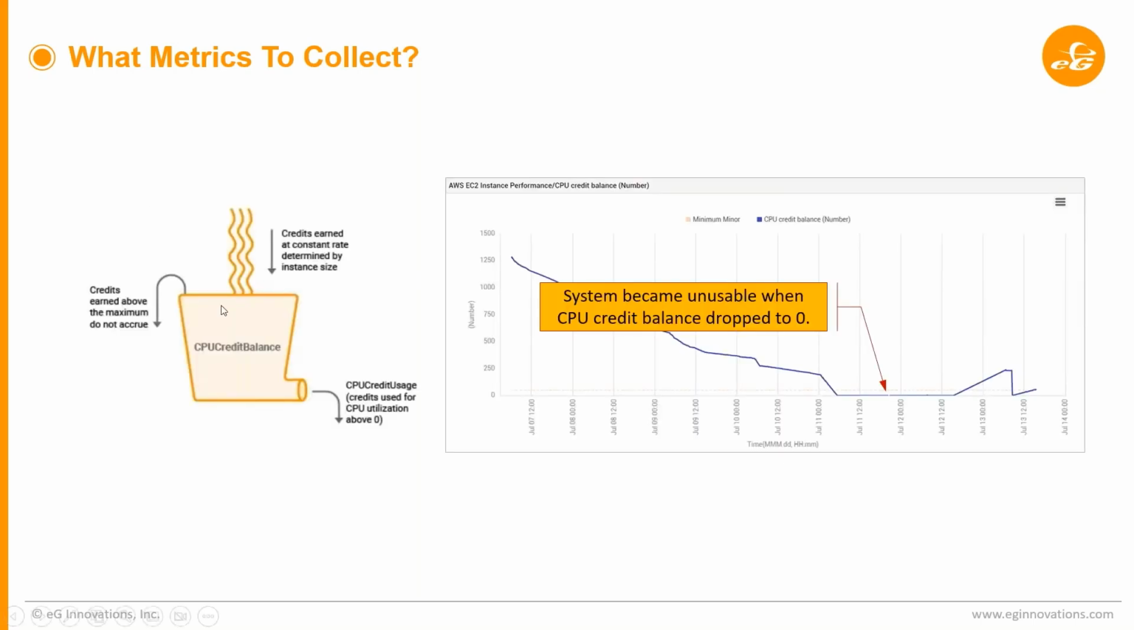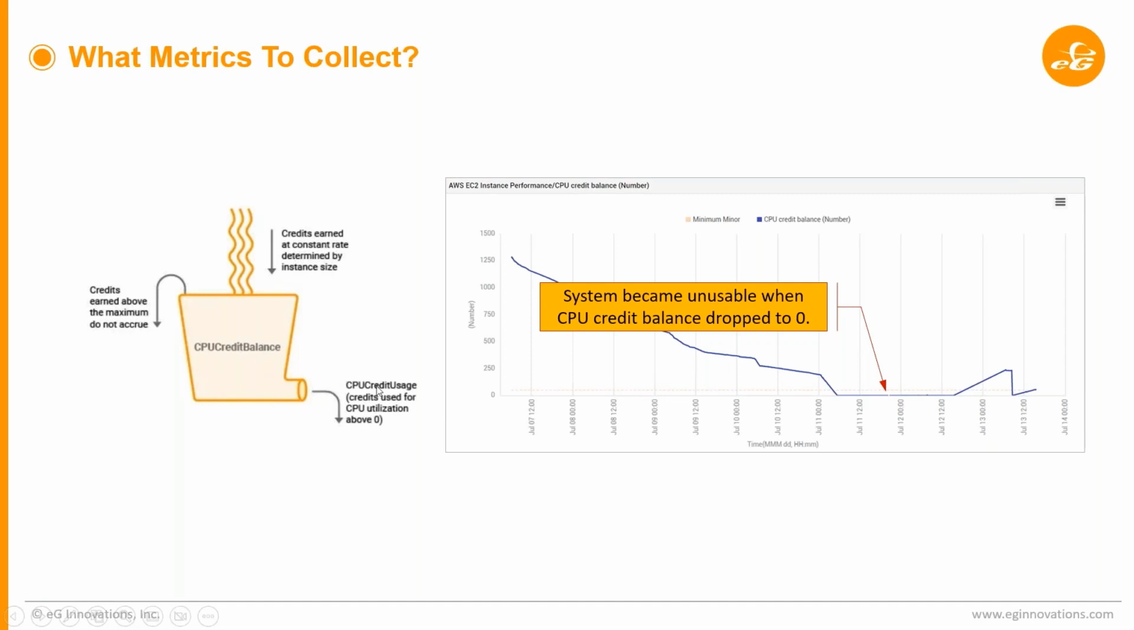I gave you the example of CPU credits, and here's a real world example that we were involved in. This particular virtual machine had been provisioned by a customer. The way CPU credits work, as your machine keeps running, you keep getting credits from your cloud service provider.